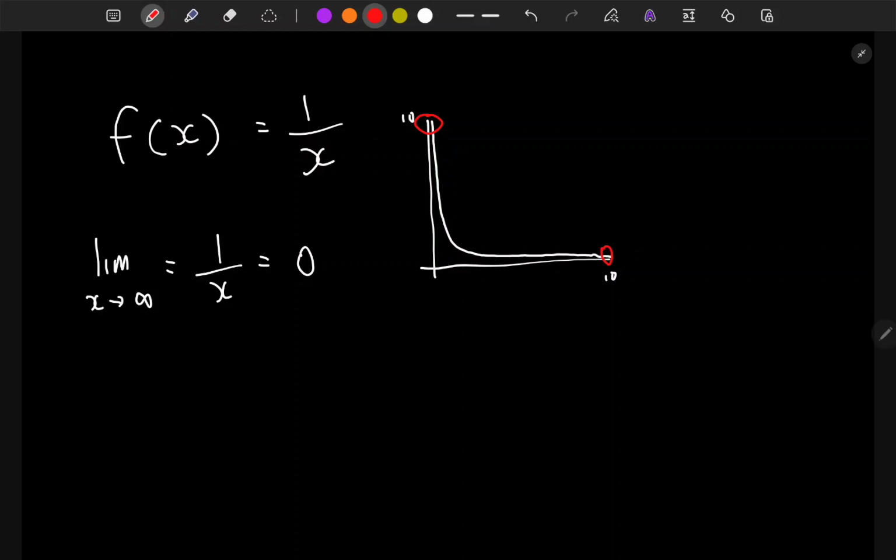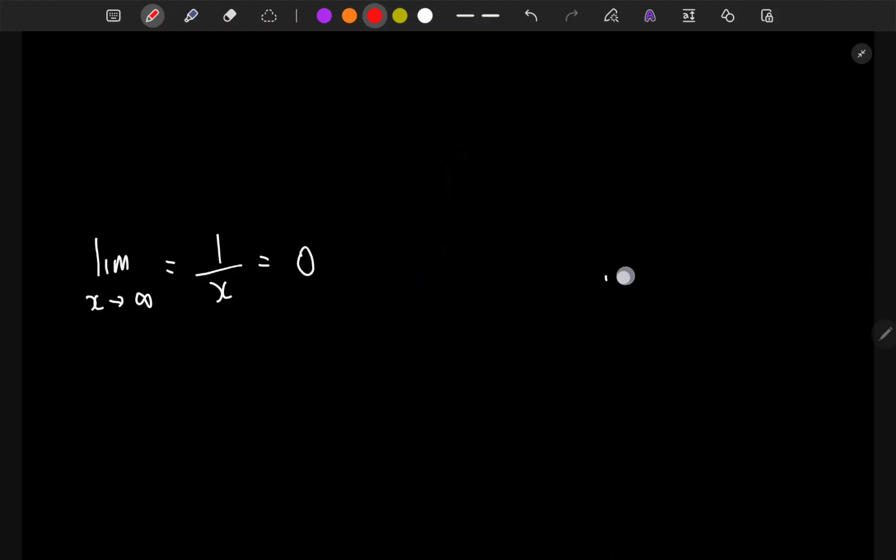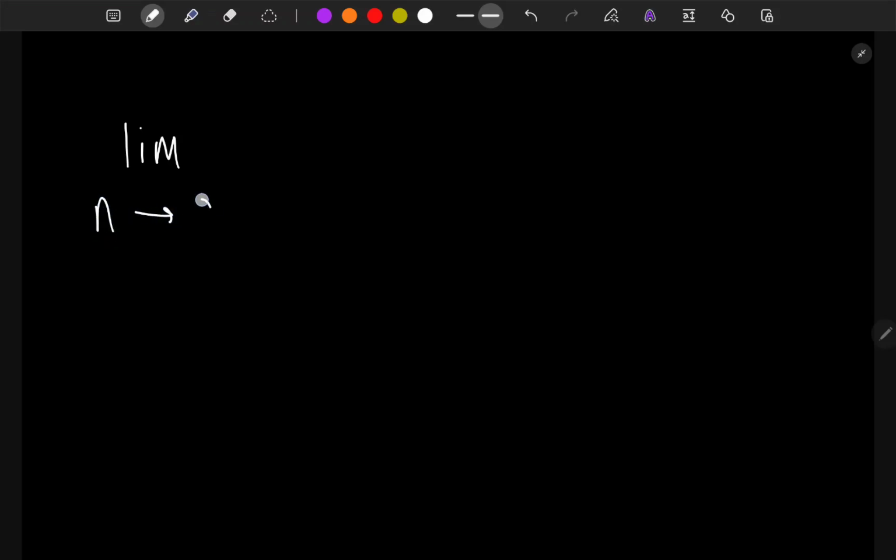Okay, so what else should we know? Let's take a look at something a little bit more complicated. This time, instead of x as our input variable, we're going to be using n. Let's say we have a limit as n approaches infinity of this equation, which is equal to e, or rather approaches e, but is never quite e. So how do we know this is true, or why is this important?